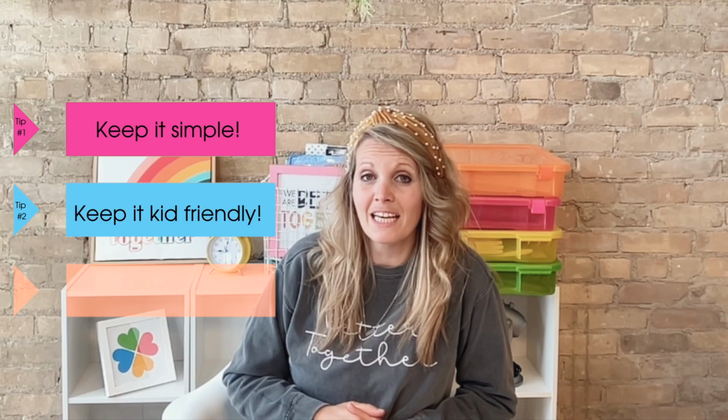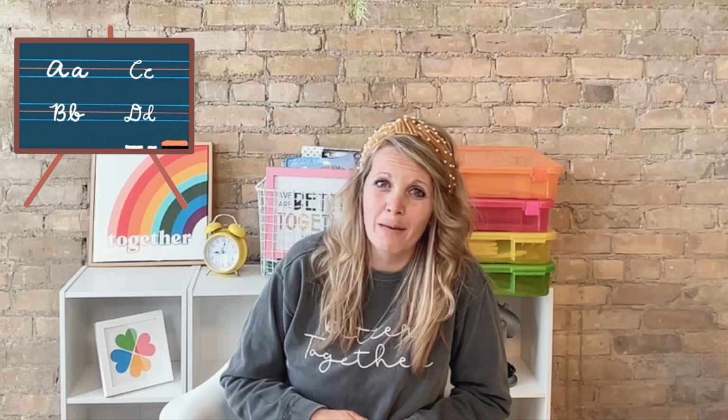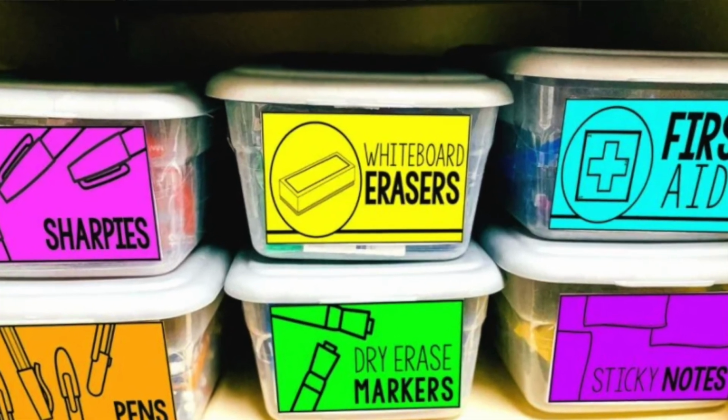Tip number 2, keep it kid friendly. What I mean by that is use fonts that are easy for you and the students to read. So many of those cute classrooms use a cursive font for labels, and this is just not feasible in a primary classroom. So I like to use these labels from our classroom setup pack.